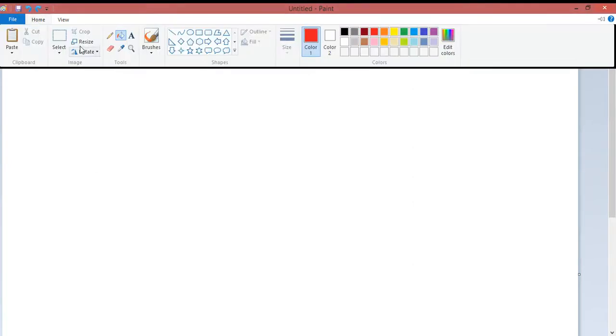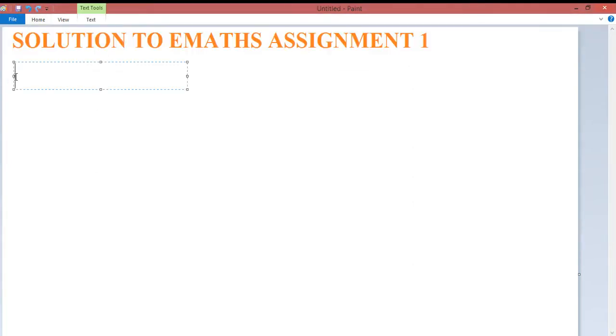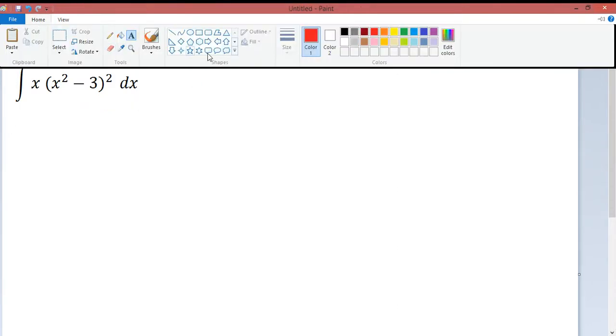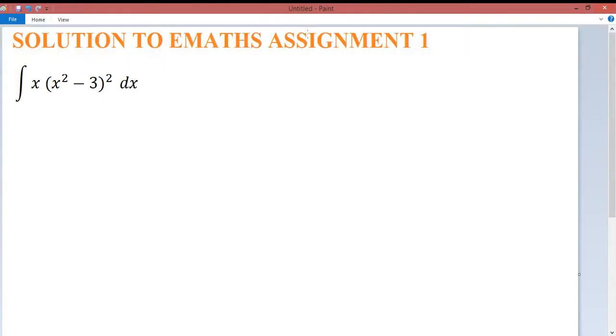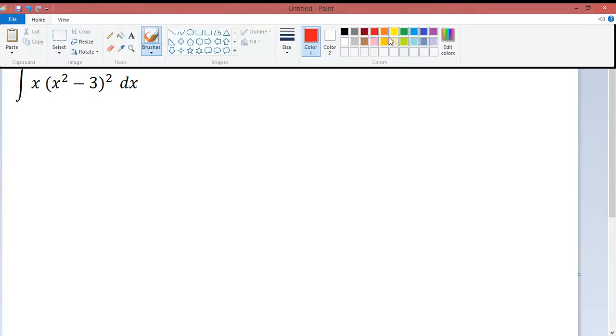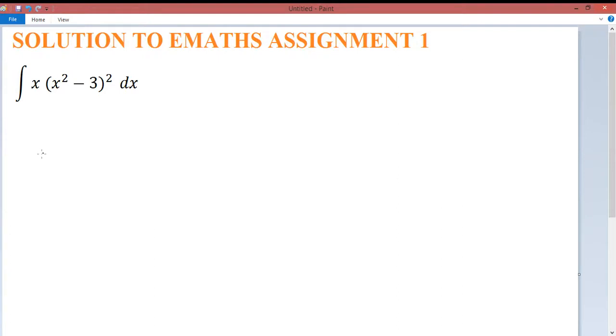Let's look at question 1. We're asked to integrate x into bracket x squared minus 3, all squared. By substitution, we are going to let u equal to what is in the bracket, which is x squared minus 3.